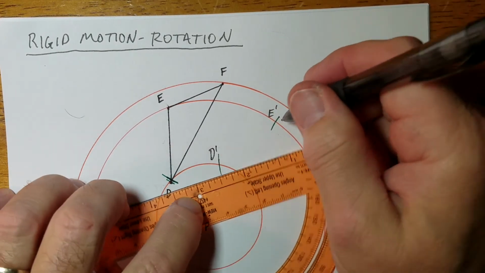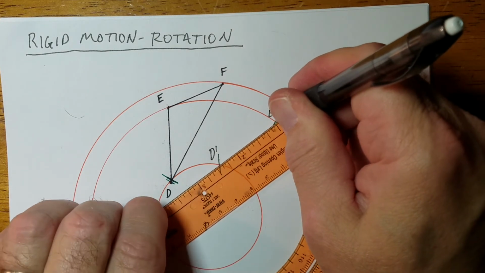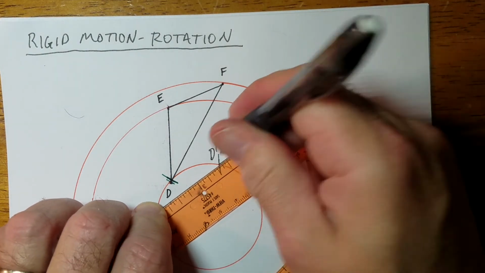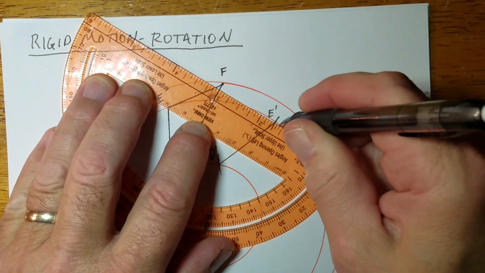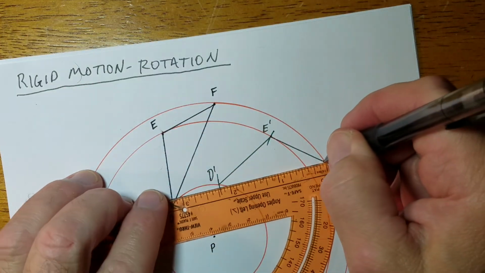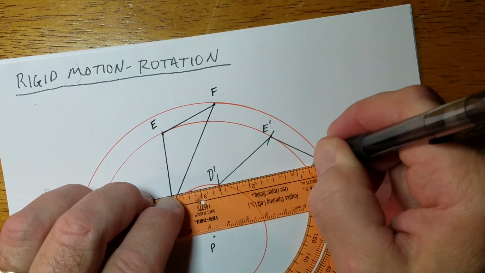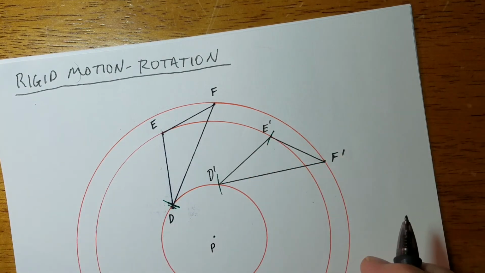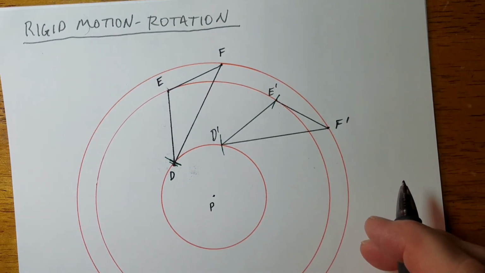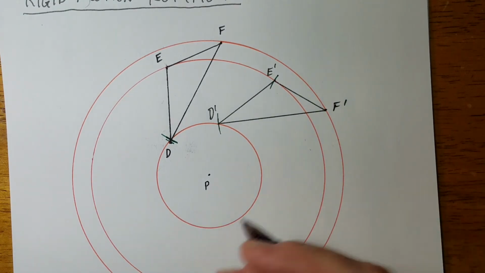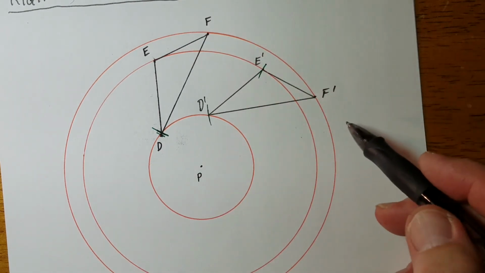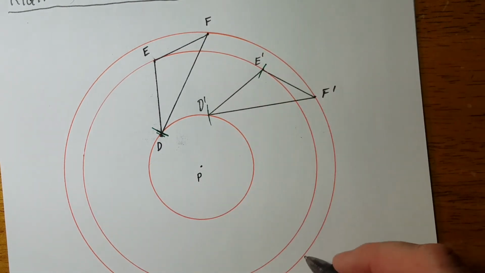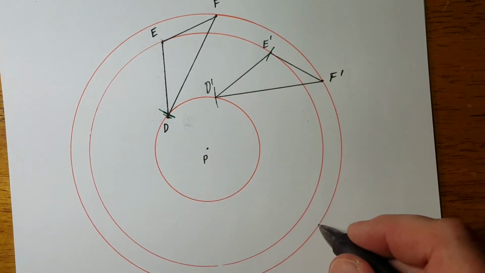Now I can draw the triangle, and you will see that it's the same size and shape. It is congruent to the original. And we can continue this process. You could put point F prime or the next image point, let's call it F double prime, anywhere. How about here?